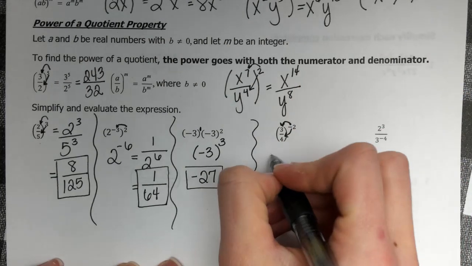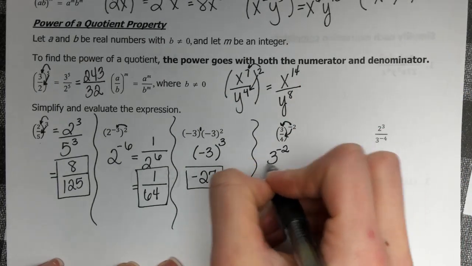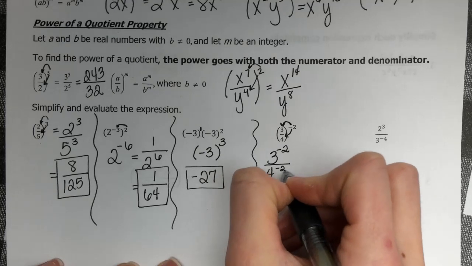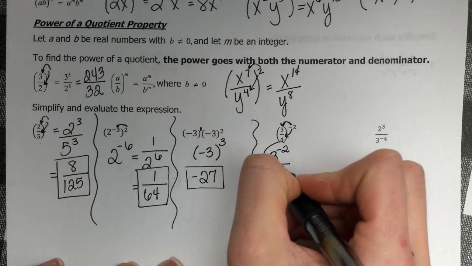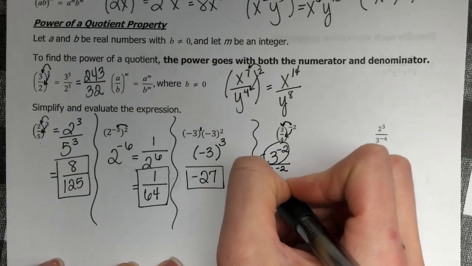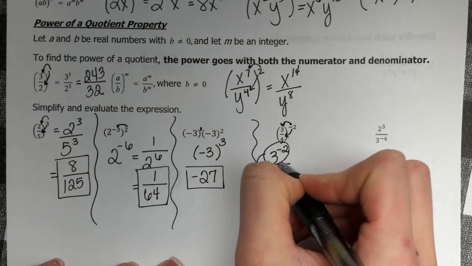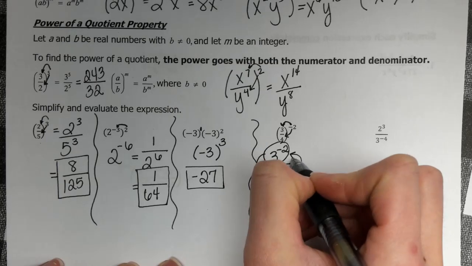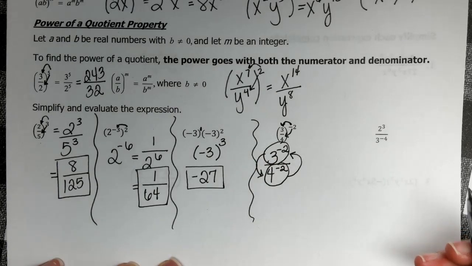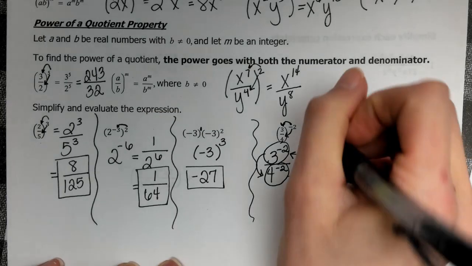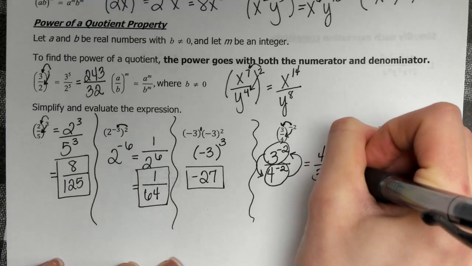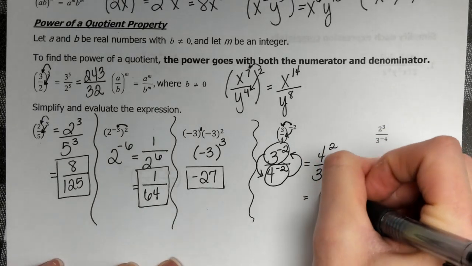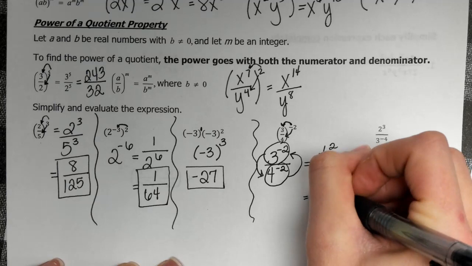Hopefully you distribute. You get 3 to the -2 over 4 to the -2. But I have negatives. So this 3 to the -2 needs to come down, and that 4 to the -2 needs to go up. Wherever it's negative means it's in the wrong spot. It needs to go in the other spot. So it's 4 squared over 3 squared, which is 16 over 9.